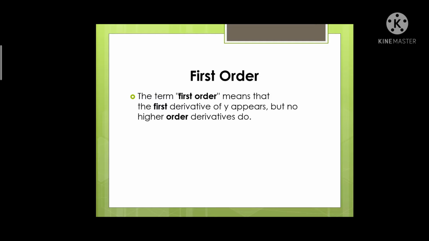A first order differential equation is defined by an equation dy over dx equals f of x and y, of two variables x and y, with its function f of x and y defined on a region in the xy plane. It has only the first derivative dy over dx, so that the equation is of the first order and no higher order derivatives exist.